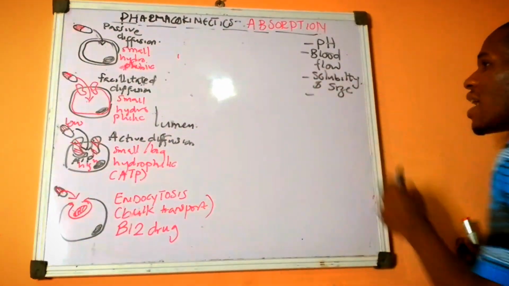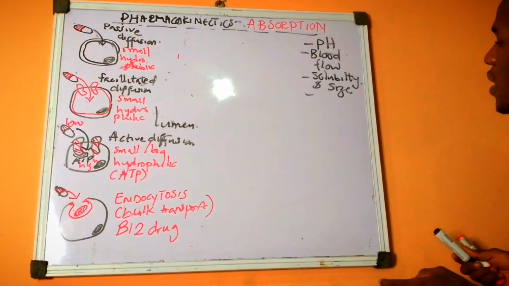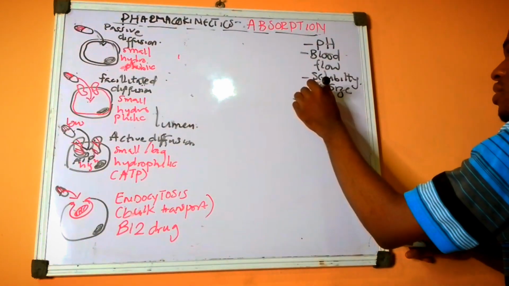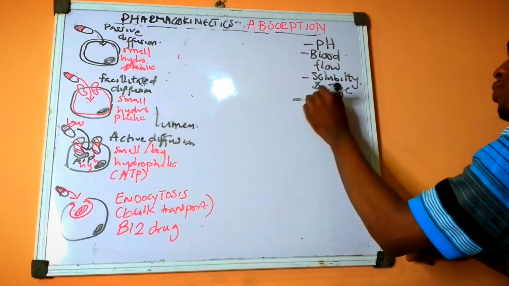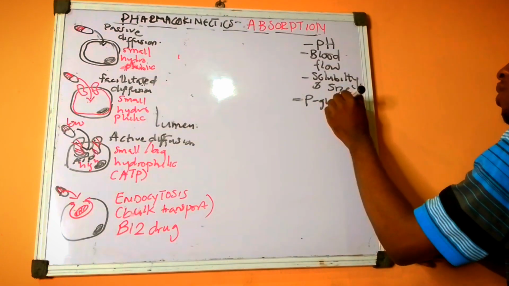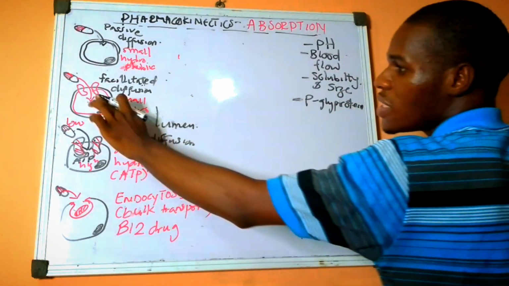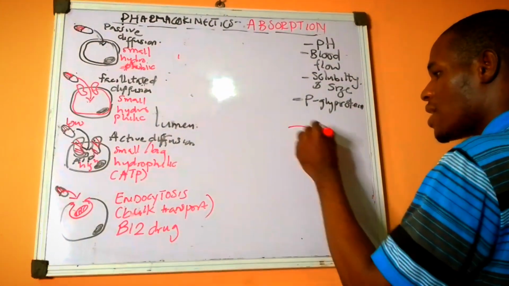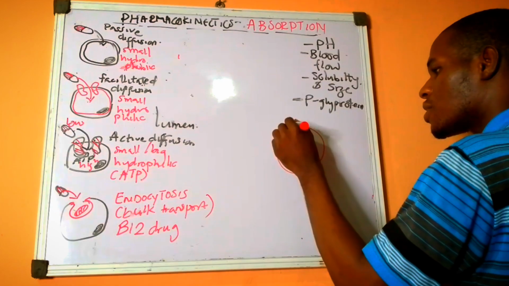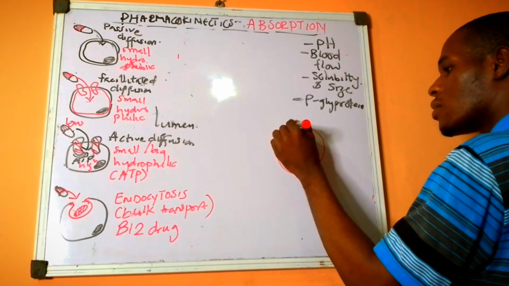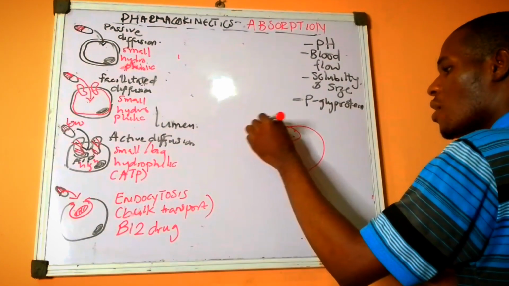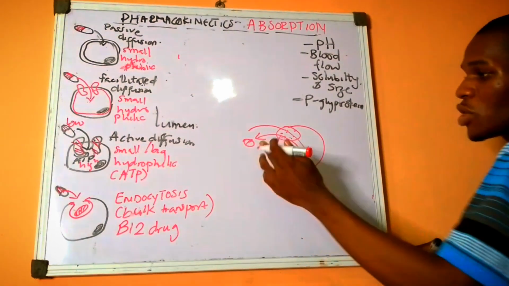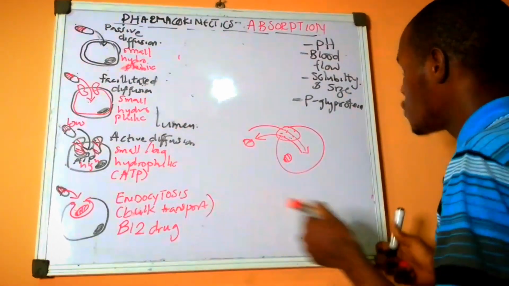Another factor that can affect the absorption of the drug is the P glycoprotein. I think this is still on transport mechanism. There are some proteins on the cell membrane that act like a spitter. So they spit out drugs. So let's say I have a cell here. This is the nucleus. I have a P glycoprotein. When a drug enters into the cell, this P glycoprotein will spit out the drug. This can affect the absorption of the drug, and it is seen in multi-drug resistance.